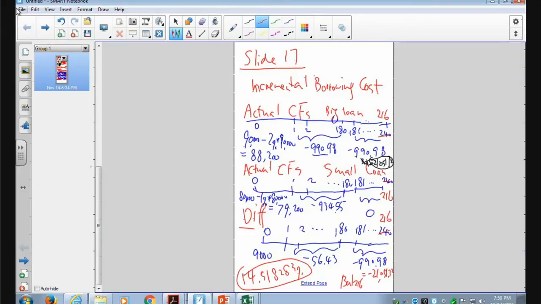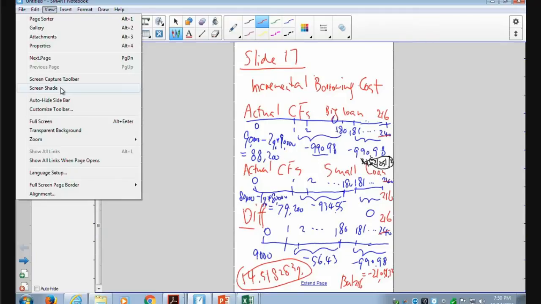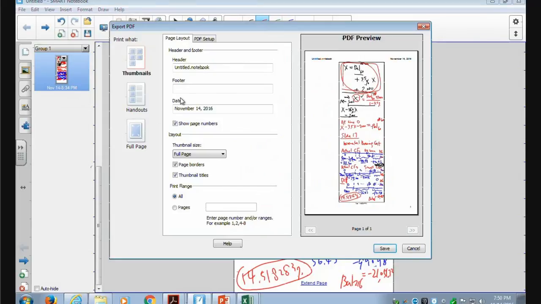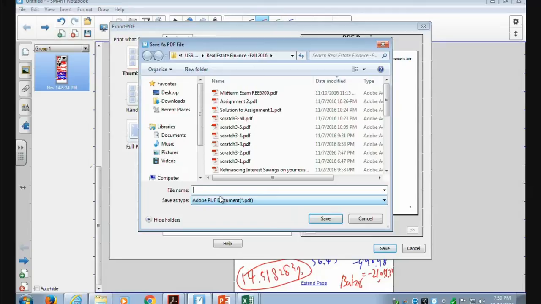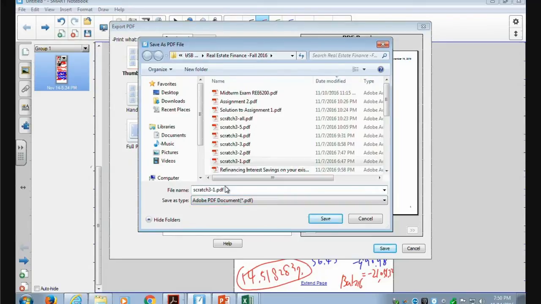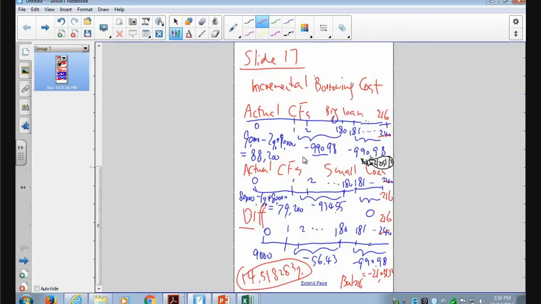So I will export this one as a PDF file. Then I will post it on our course website after today's lecture. Then I get a new one.